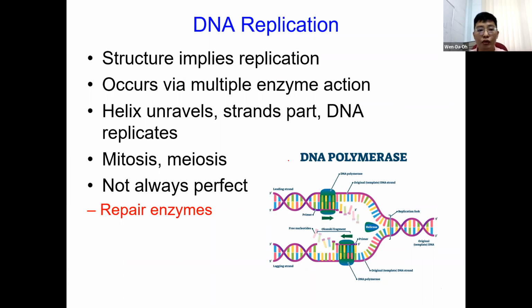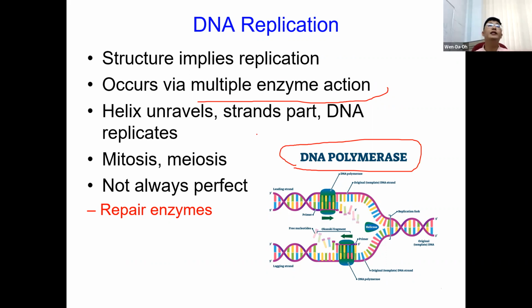Okay, replication, just to go a bit into details. DNA replication usually occurs, as I mentioned, through the action of multiple enzymes, usually DNA polymerase, which will go into the DNA and start to divide. If you look at DNA structure, it is a double helix. So the helix will start to unravel, and then the strands part, and the DNA will start to replicate based on the enzyme reaction of the DNA polymerase. So this is what we call the mitosis and meiosis process.